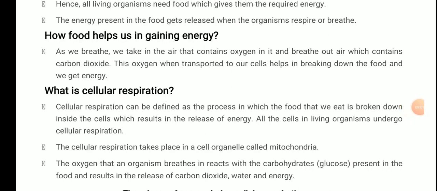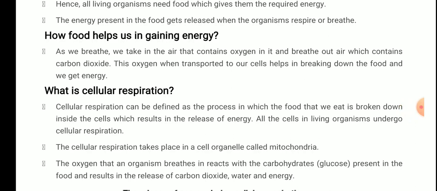Cellular respiration can be defined as the process in which the food that we eat is broken down inside the cells, which results in the release of energy. All the cells in living organisms undergo cellular respiration. Now, as the term suggests, cellular respiration means the respiration process that is going on inside the cells. Okay, see, what do we consider? Whenever we say respiration in an organism, we always consider respiration to be just breathing in and breathing out. No, it is not that. Now I hope it is clear to you, respiration is more than that.